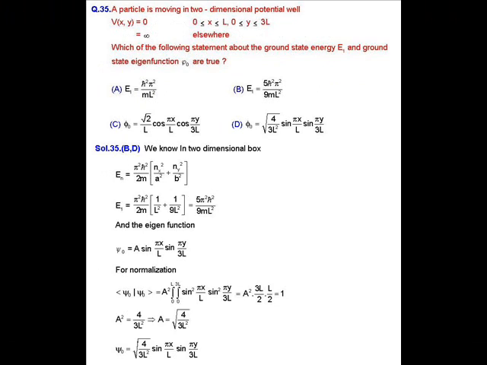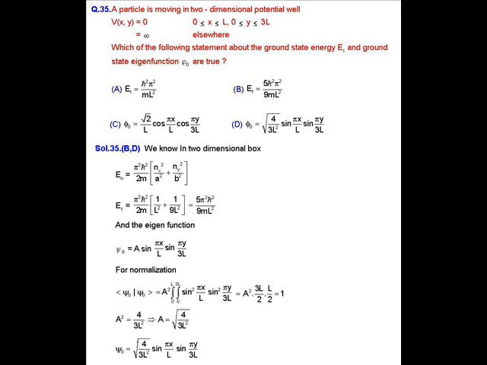MSQ question number 35. In this question, a particle is moving in a two-dimensional potential well of a potential V of xy equals to 0 for x from 0 to L and y from 0 to 3L, and infinite elsewhere. In this question, we have to find out the correct statements corresponding to ground state energy E1 and ground state eigenfunction phi naught.